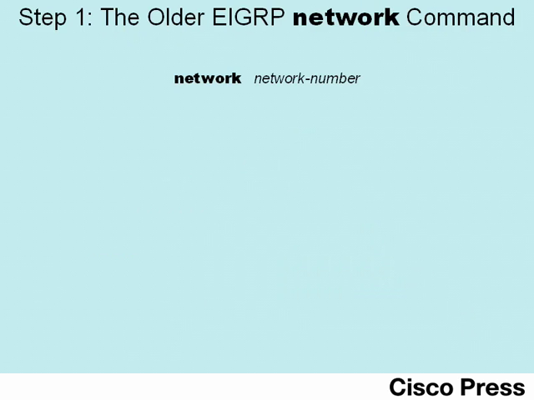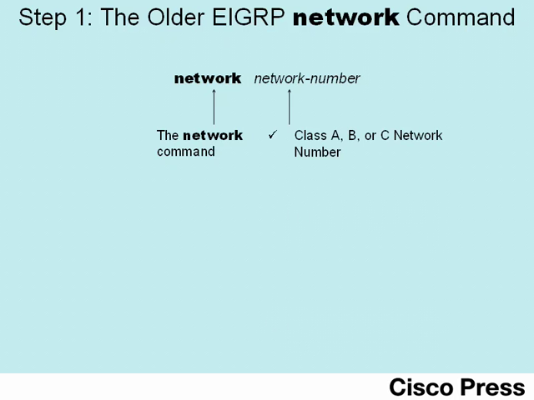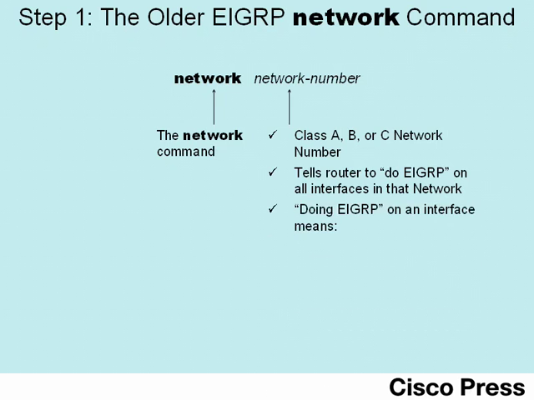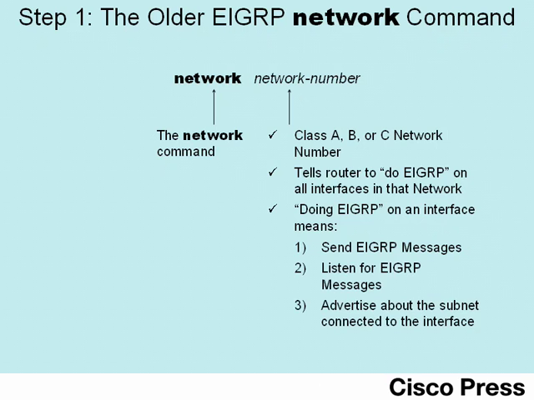To configure EIGRP in any network, you'll use the router eigrp command followed by one or more network commands. Now the EIGRP network command has two basic styles. In the first style that you see here, there's a network command followed by a class A, B, or C network number. This network command works just like the RIP network command because it tells EIGRP to do EIGRP on every interface on that router that's in that classful A, B, or C network. Now, doing EIGRP means sending EIGRP messages out each matched interface, listening for EIGRP messages coming in that interface, and advertising about the subnet connected to each of those interfaces.